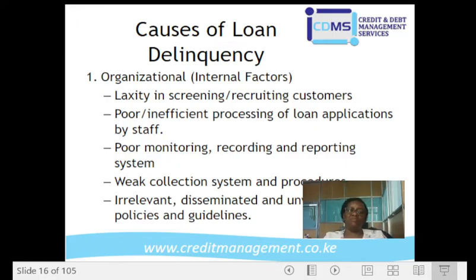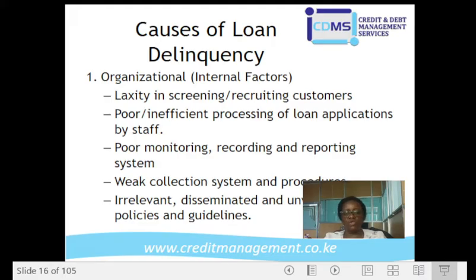The other one is poor or inefficient processing of loan applications by staff. Some loans, we don't take through the procedures or processes that have been laid down. Maybe it's because you know the borrower or you have a relationship with that borrower, and that application is not taken through the normal process or the laid down procedures within the organization.